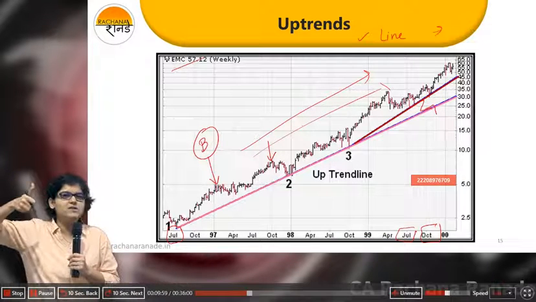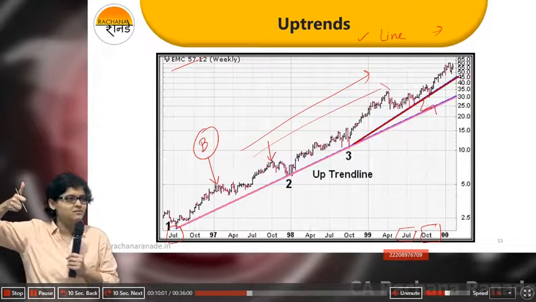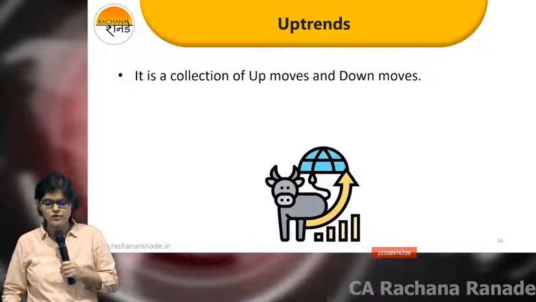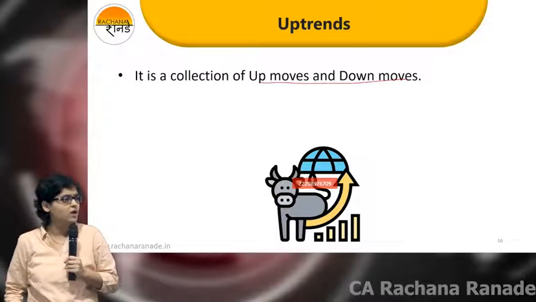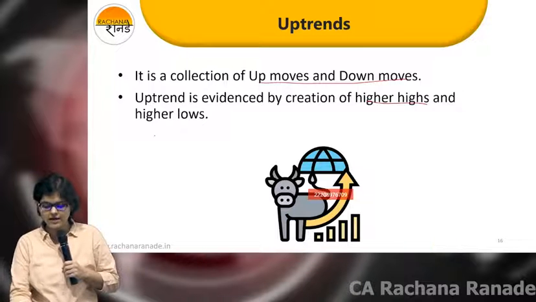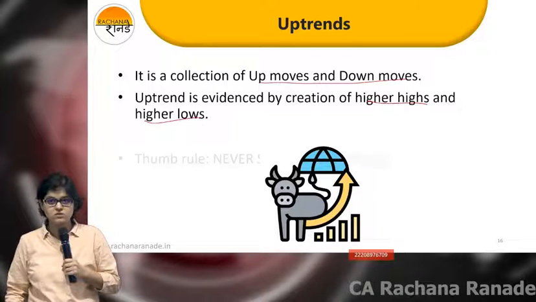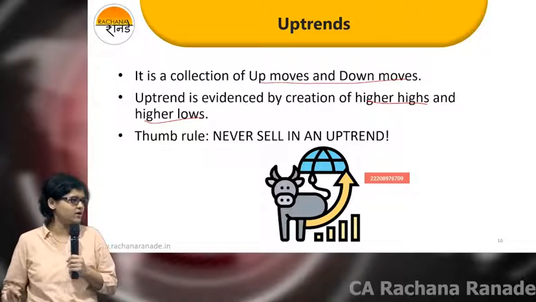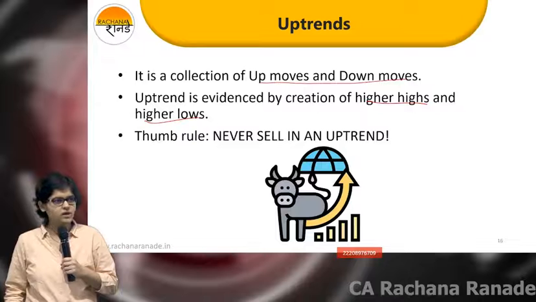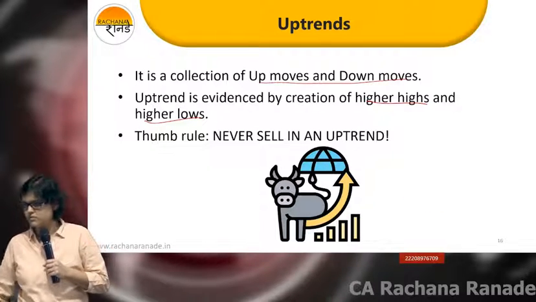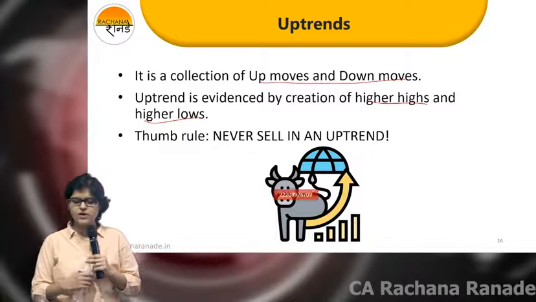So what is the thumb rule? Are you going to sell in an uptrend? No. Never. So that is a strategy that I'm telling you right now. So what is the strategy for an uptrend? We talked about this. A trend is a collection of up moves and down moves. Uptrend is evidenced by what? Higher highs and higher lows. And a very important thumb rule is never sell in an uptrend. Okay, so if you want to write down thumb rules for trends, thumb rules for trends.